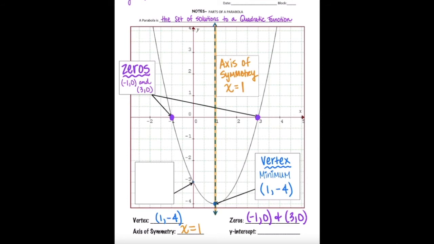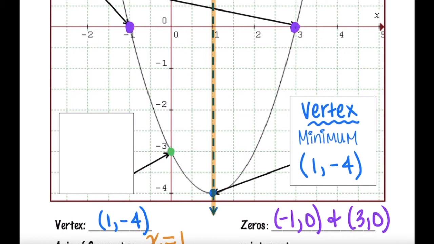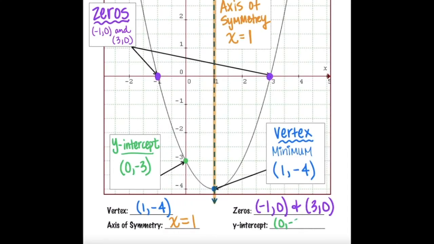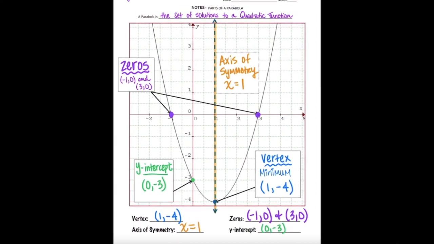The final part of this parabola is the point where it is crossing the y-axis. We actually already know the name for that. This point right here is called the y-intercept. And you might recall that from when we studied linear functions. So the y-intercept is at 0, -3. All right, so now we have labeled all parts of this parabola from its vertex, axis of symmetry, to its zeros and its y-intercept. Let's look at our second example.